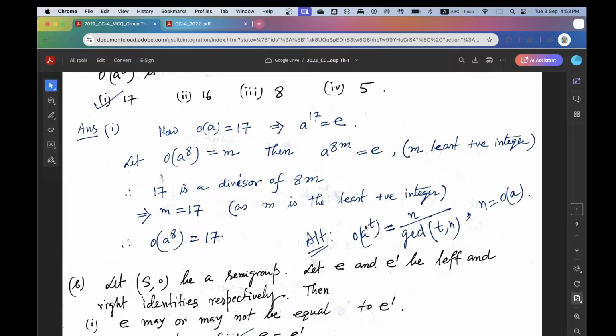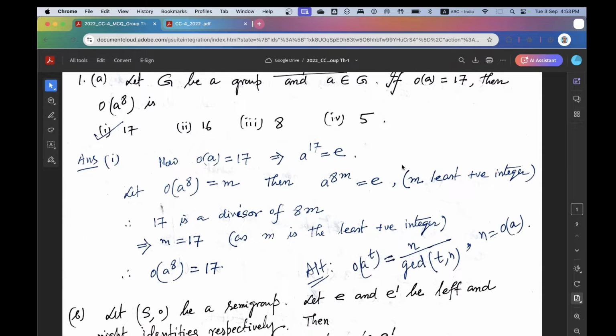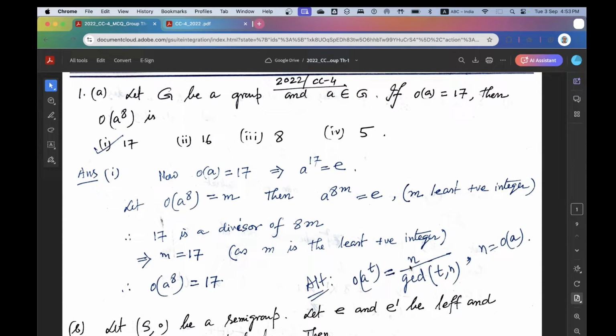Alternatively, we can apply this formula, order of a to the power t equal to n by GCD of t, n, where n is the order of a. Here, n is 17 and t is 8. So GCD of 17, 8 is 1. So order of a to the power t equal to 17. Correct option is 1.